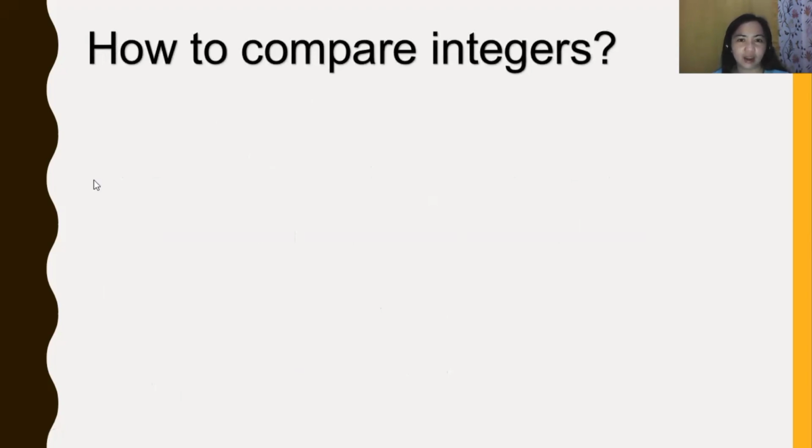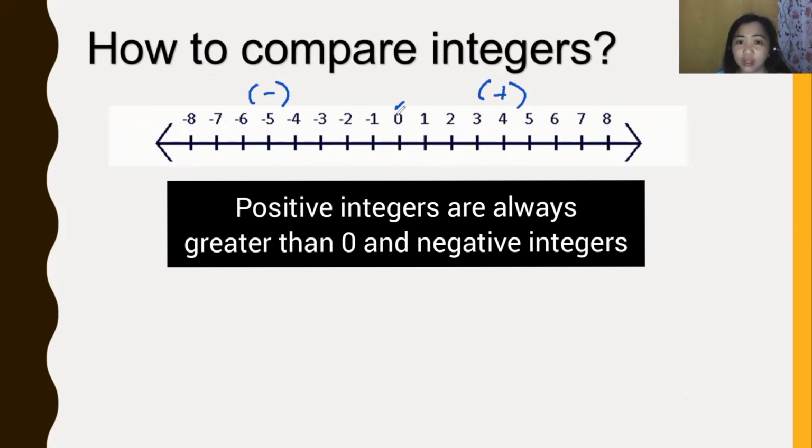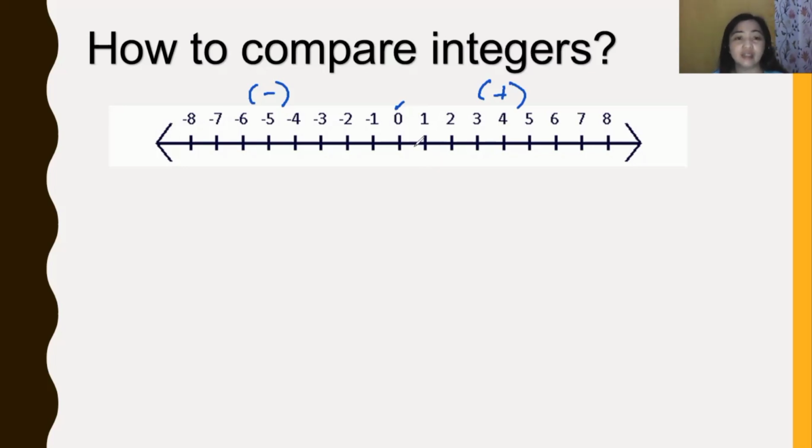How to compare an integer. Paano nga ba natin na i-compare ang integer? Let's take a look again of a number line. So here, a number line, we have here 0, and we have the negative numbers at the left side and the positive numbers at the right side. Remember, class, that positive numbers are always greater than negative number. The same with positive numbers are always greater than zero and negative numbers.